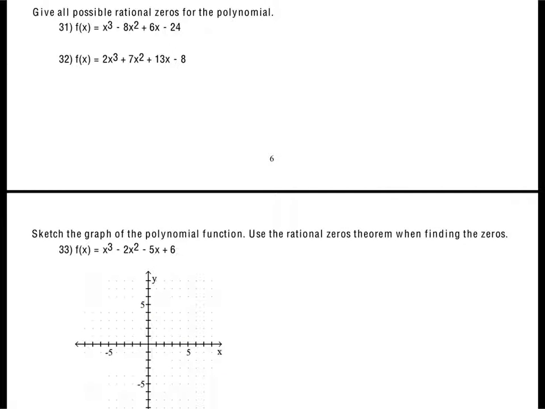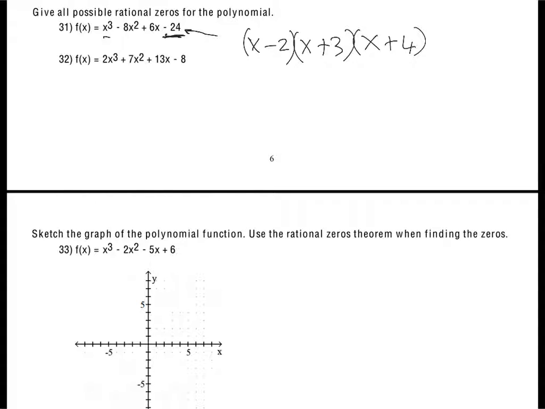Okay, finding possible rational zeros for polynomials. Now, if you look at this here, can you see, because of this negative 24 at the end and it being an x cubed, it could, I'm not saying it does, it could factor into, let's have a look, to get negative 24, x minus 2, x plus 3, x plus 4.